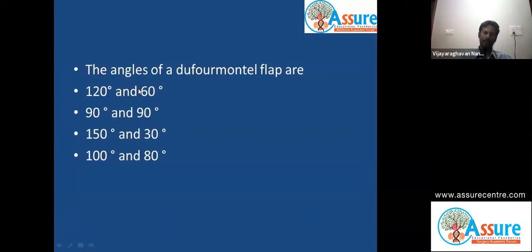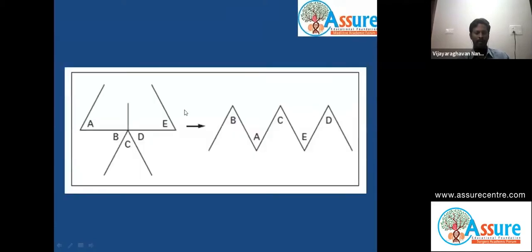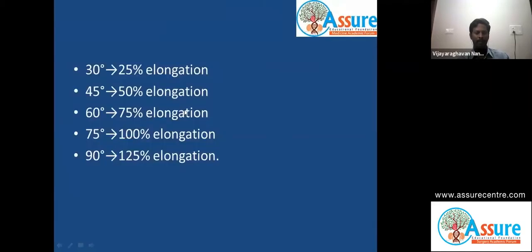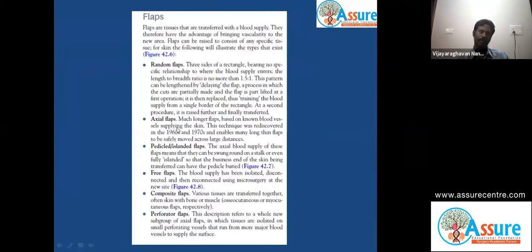Angles of a dufourmentel flap. Okay, this is very simple, but unless you know this, you will not be able to answer. This is a modification of the rhomboid flap. I'm sure you have seen this in flaps. This is given in Bailey.